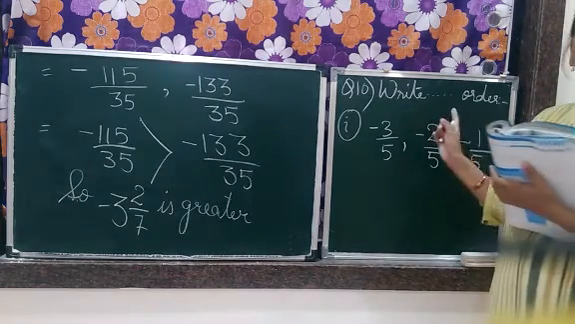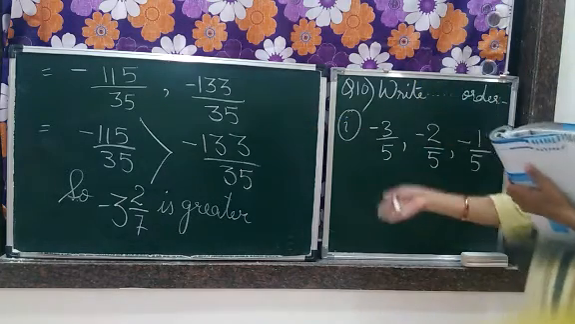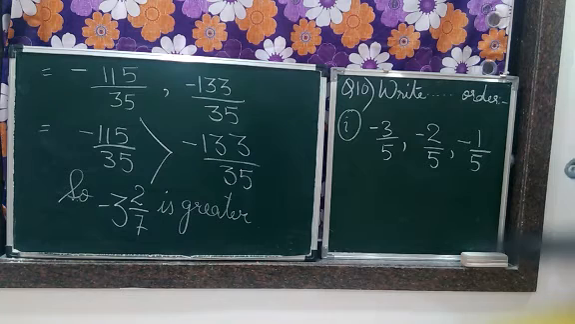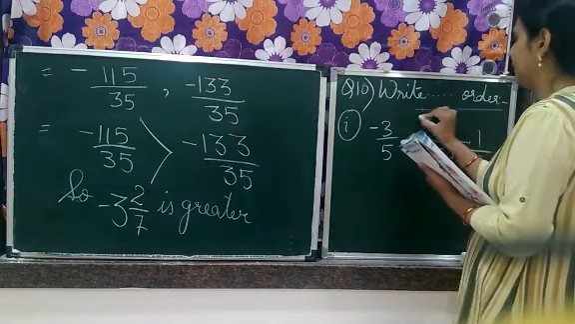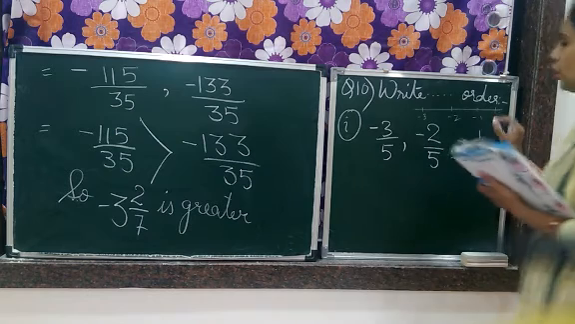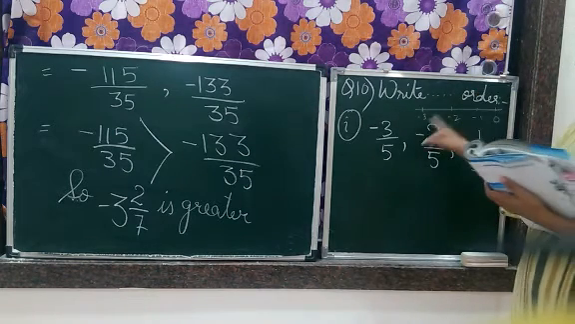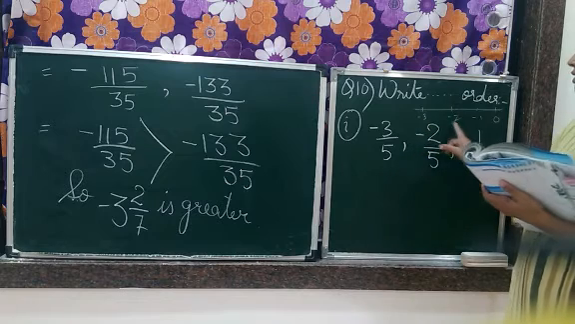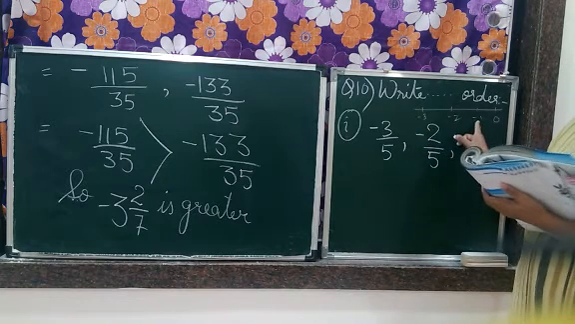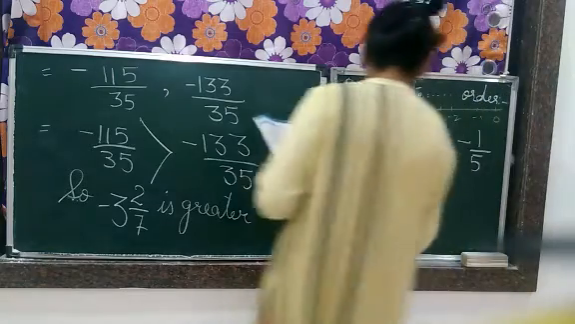Now let's see who will be on the left side and who will be on the right side. 3 will be this side, 2 will be in the center, and 1 will be the most nearest to the 0. Correct? If you make the number line, minus 3, minus 2, minus 1, 0. Correct? So who's the smallest? Somebody who's on the left side. So minus 3 is the smallest, then is minus 2, then is minus 1. So it is already in ascending order.